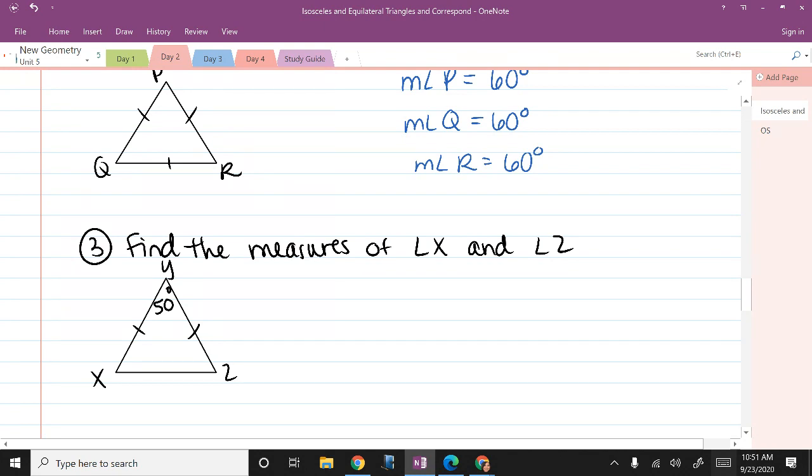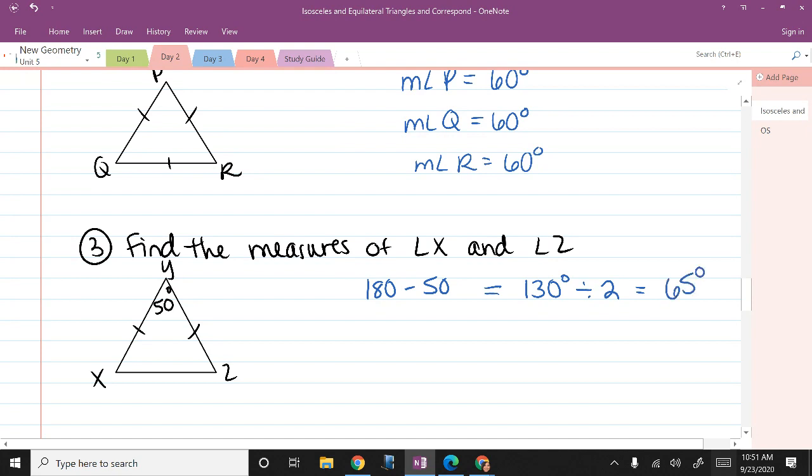Okay, start. There you go. So we know all three of them have to equal 180, right? So if I take off that 50-degree one, 180 minus 50 equals how much? 130 degrees. And I split that in half amongst angle X and Z. What's 130 degrees divided by 2?